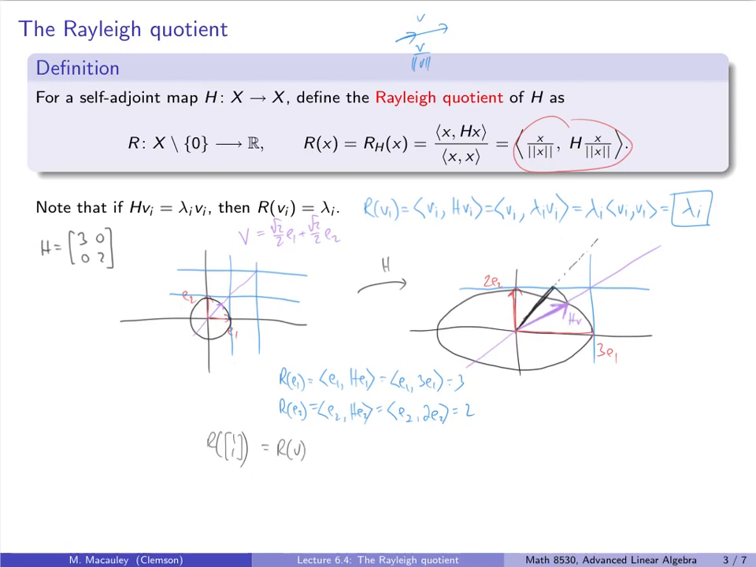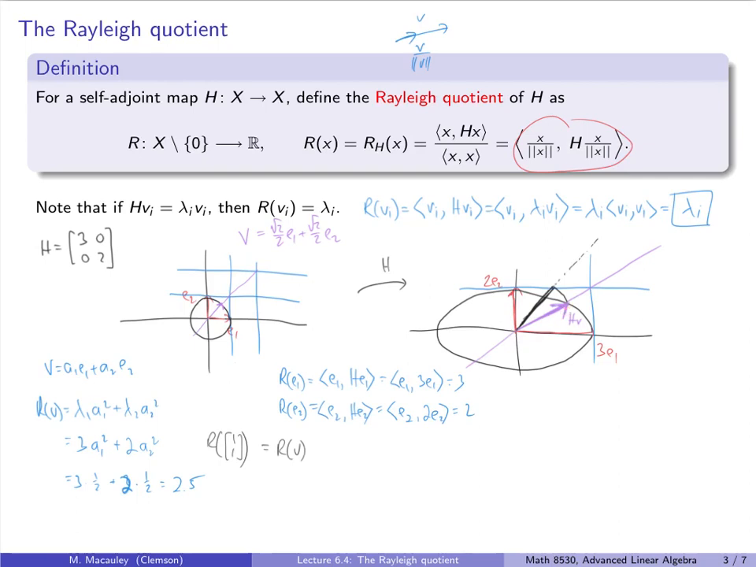So in general, if V equals A1 E1 plus A2 E2, then the Rayleigh quotient of V is just going to be lambda 1 A1 squared plus lambda 2 A2 squared. In this case, that's going to be 3 A1 squared plus 2 A2 squared. Well, in this case, A1 and A2 are root 2 over 2, and so the square of each of those is 1/2. So it's going to be 3 times 1/2 plus 2 times 1/2, and that's going to be 2.5.